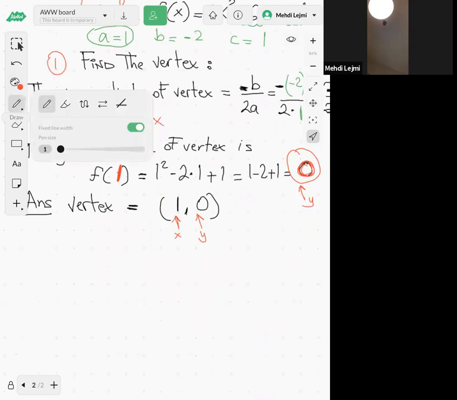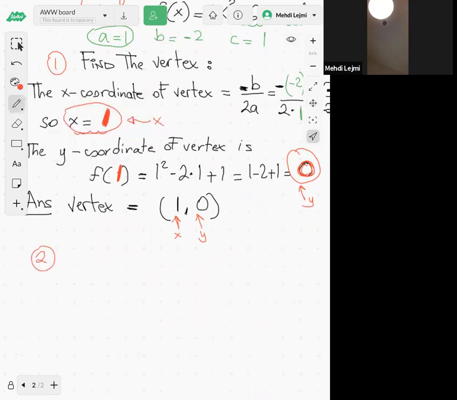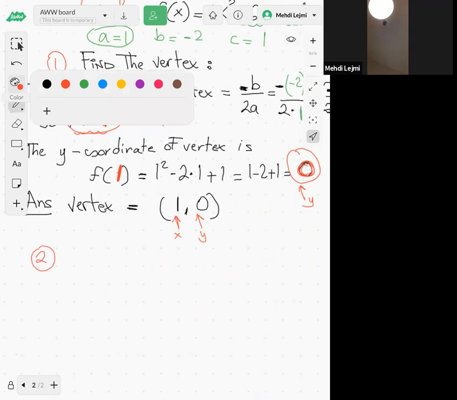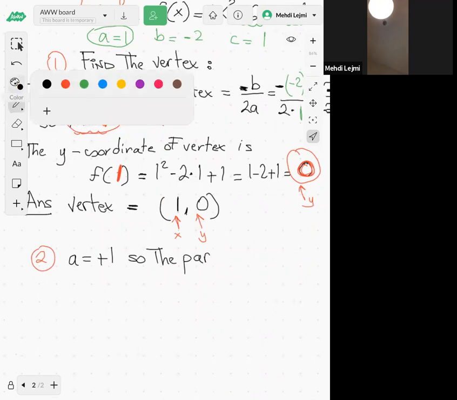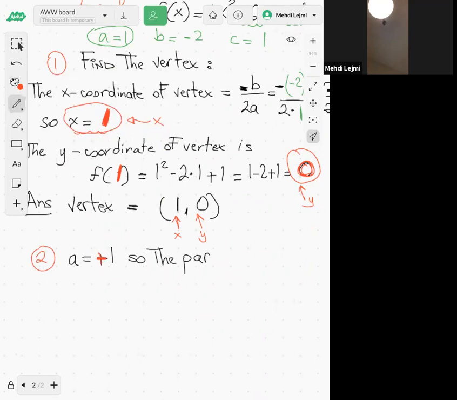So number 2, my a is positive, so the parabola opens up. And so my vertex would be a global minimum. The vertex is a minimum.